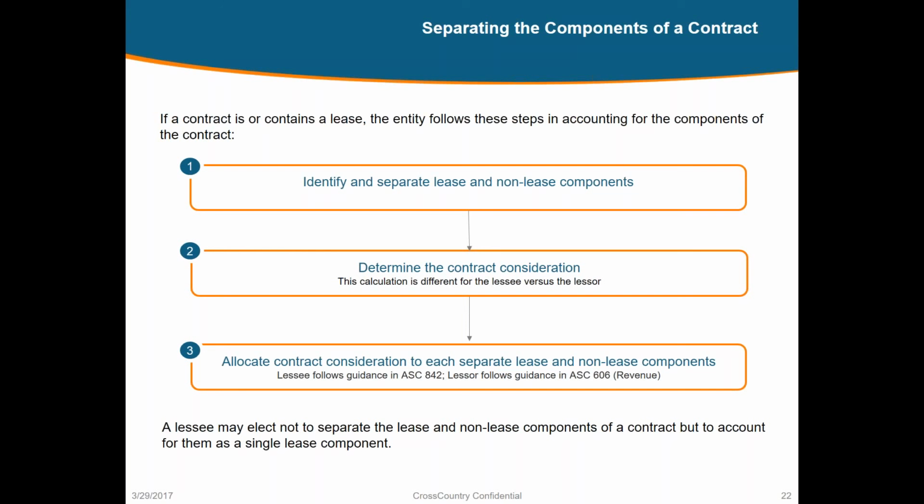Lessees allocate using a relative standalone price for each component. The standalone price is based on the observable price a supplier or similar supplier sells similar lease and non-lease components on a standalone basis. If there is no observable price, then the price is estimated maximizing the use of observable information.